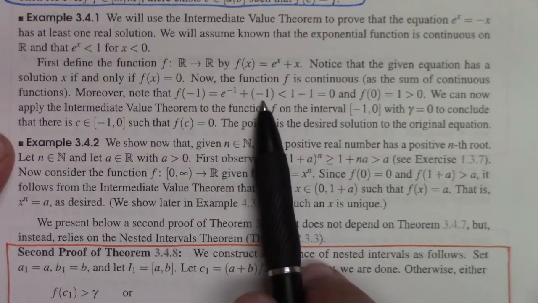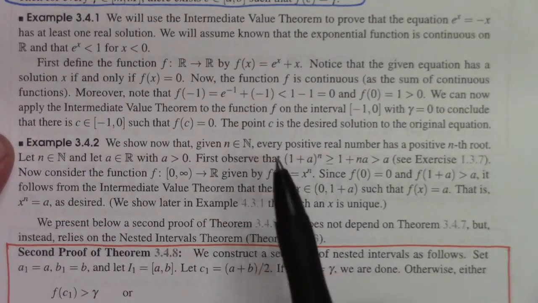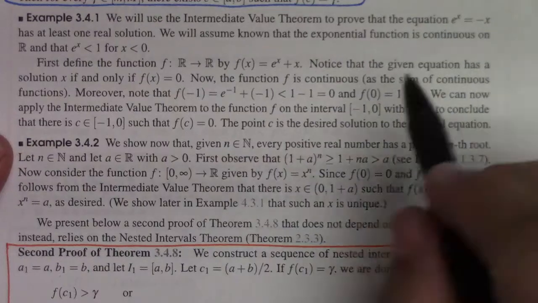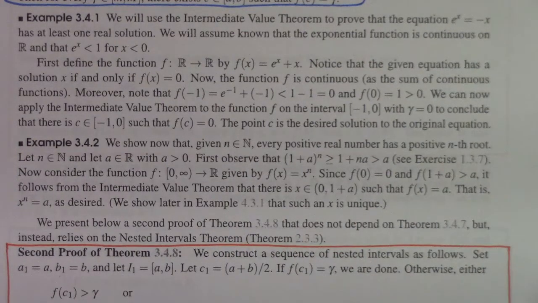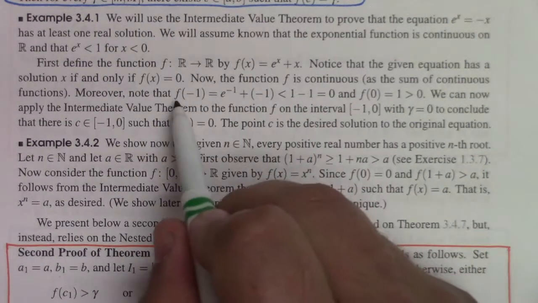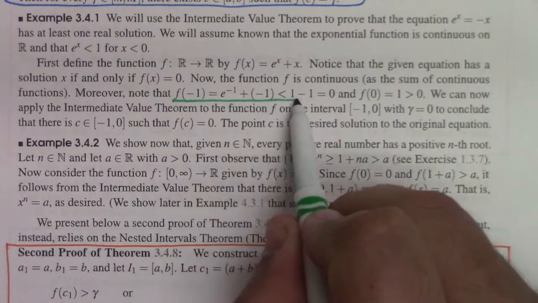E to the 1. Okay, fine. Right. Fair enough. Sorry, it's just bothering me the way he wrote it. I was like, what's he doing? Okay, he's just arguing that f of minus 1 is negative.